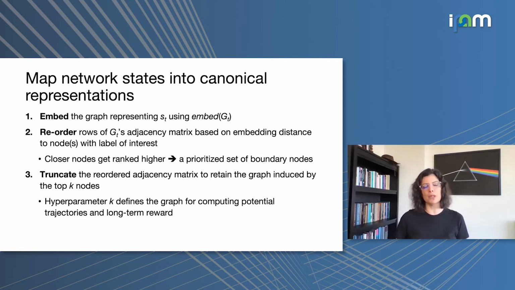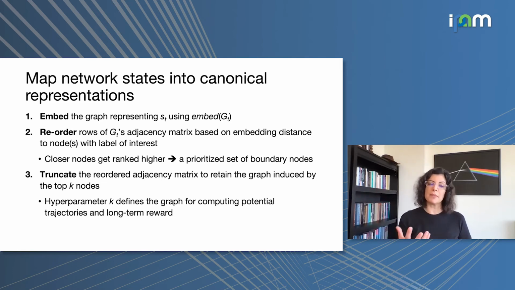We're going to reorder the nodes. Remember, these graphs can be very large, right? If you're dealing with, for example, contact graphs or other types of real-world networks, you can have millions or billions of nodes. So what we do is we embed the graph. We reorder the rows of the adjacency matrix, obviously the rows and the columns here, so as to have a prioritized list of the boundary nodes, and then we truncate the adjacency matrix so that we have a smaller representation of the bigger graph, and only the part that we think are going to lead to better nodes to query.